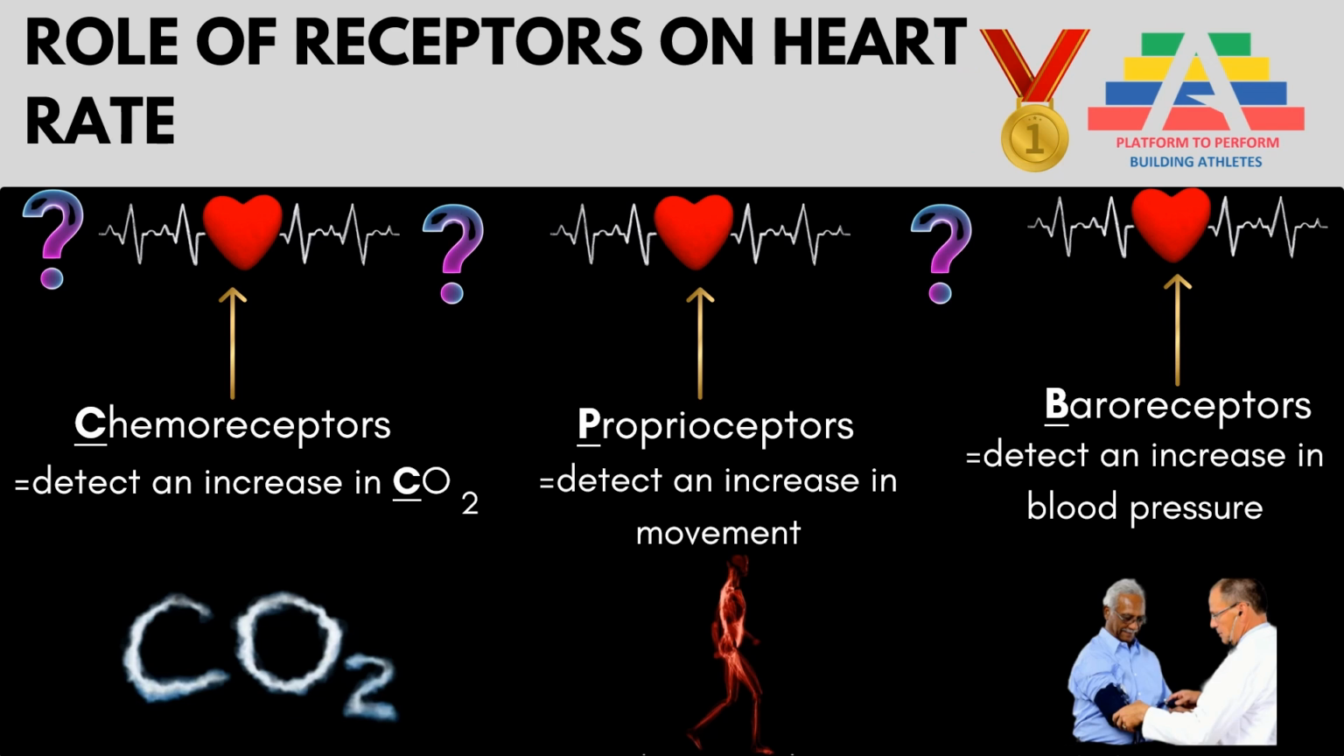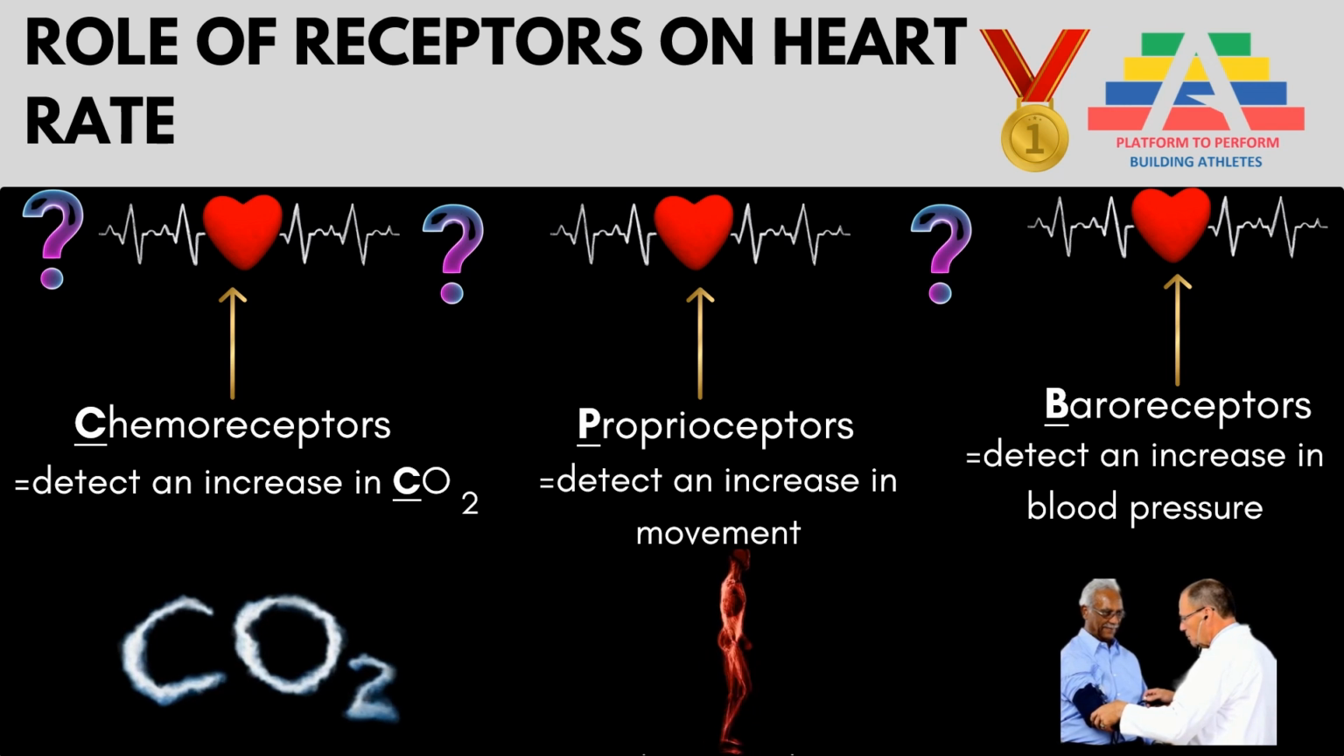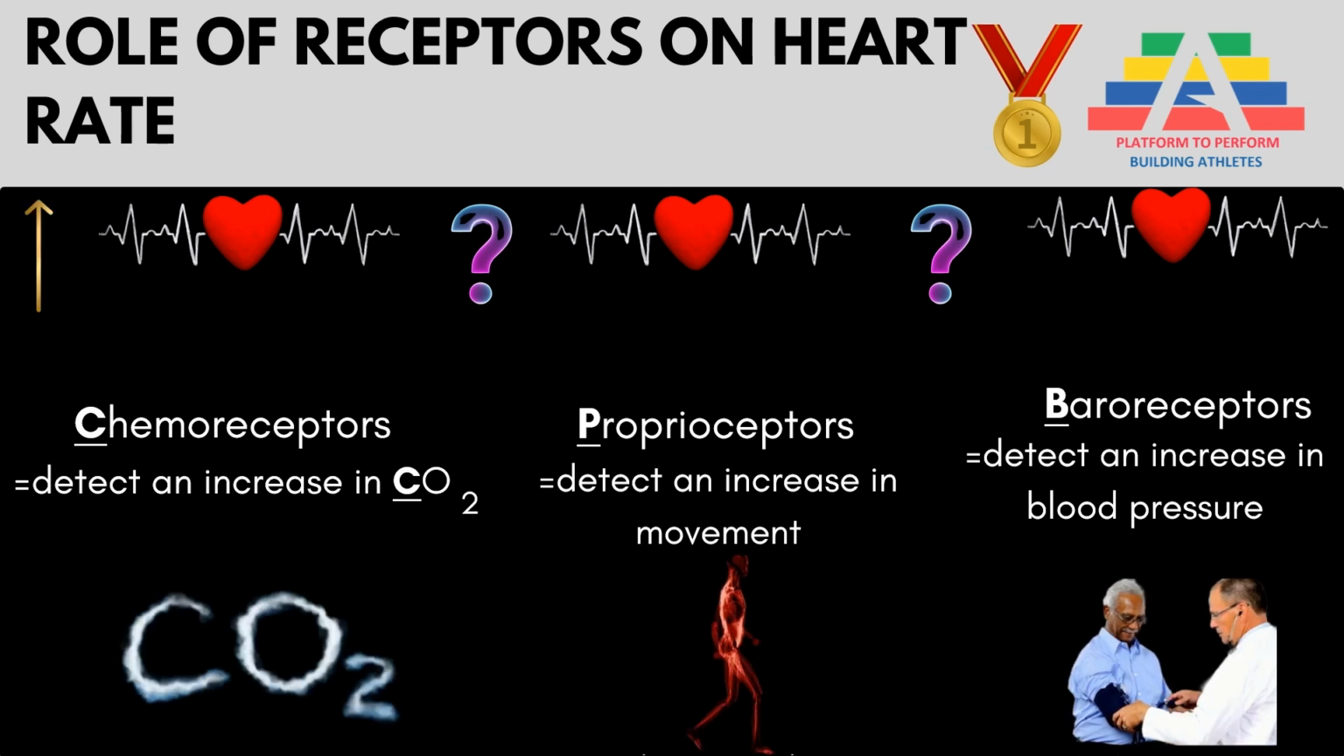So let's have a quick recap. I want you to think about what the receptors are going to force the heart rate to do when they detect increases in carbon dioxide, movement, and blood pressure. So if you've remembered correctly, when the chemoreceptors detect an increase in carbon dioxide, they're actually going to increase the heart rate, because carbon dioxide is acidic. Oxygen helps neutralize that acidic carbon dioxide, and it also helps rid the muscles of waste products. So chemoreceptors detect an increase in carbon dioxide and they increase the heart rate.